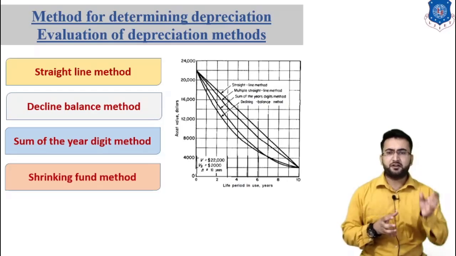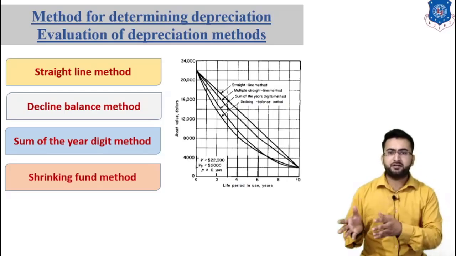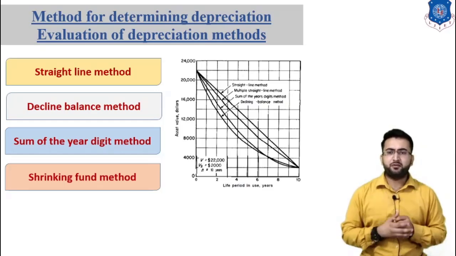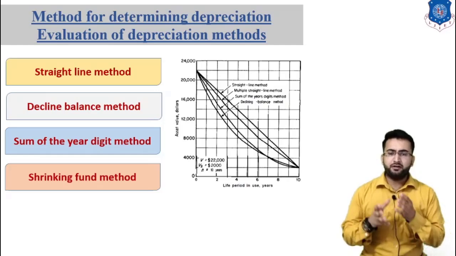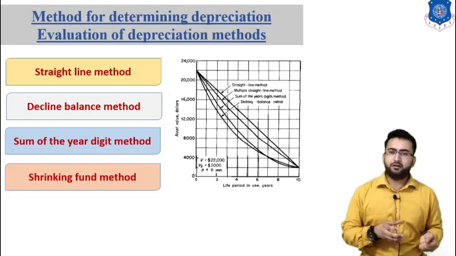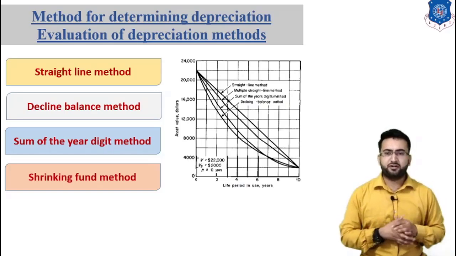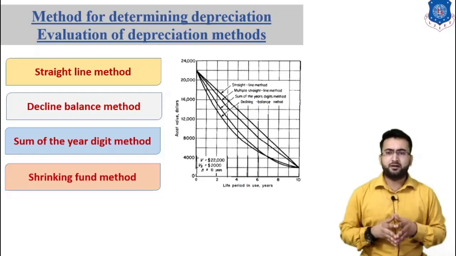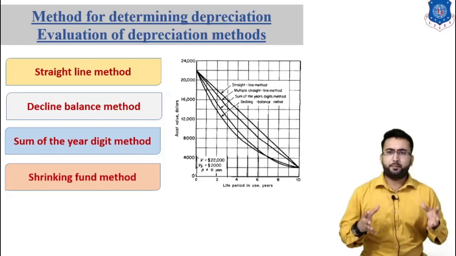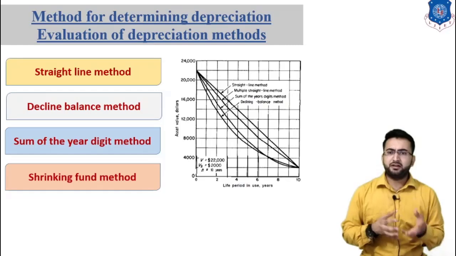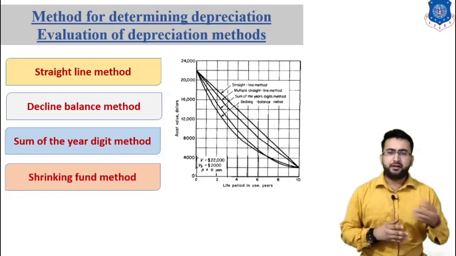In the straight line method, a fixed amount of depreciation per year is deducted from the original cost, whereas in the declining balance method, a fixed percentage is deducted per year from the original cost. In the sum of year digit method, the sum of the total years is used to deduct the depreciation from the original cost, whereas in the sinking fund method, interest is applied per year for the depreciation. These are all four methods used for determination of depreciation, and this is the evaluation of depreciation. We will talk in detail about all four methods in the next lecture.